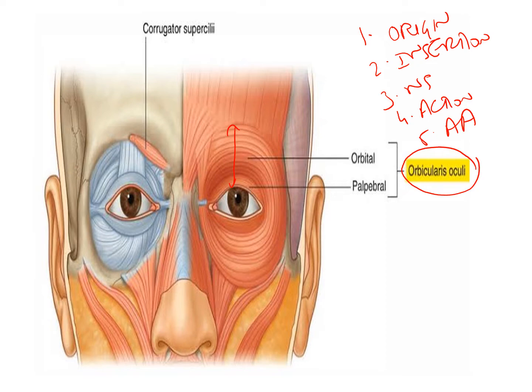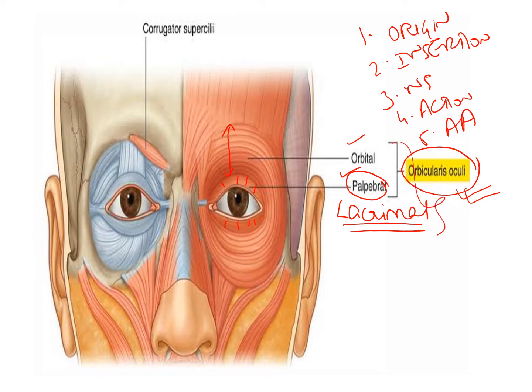It has three components: the orbital part, palpebral part and the lacrimal part. All these three components will form the Orbicularis Oculi. Now what you are seeing here is the orbital part of the Orbicularis Oculi, which surrounds the orbital margin. Now this part which is surrounding the eyelid is the palpebral part of the Orbicularis Oculi. Now the lacrimal part is deep underneath, near the lacrimal bone. These are the three components of the Orbicularis Oculi muscle.